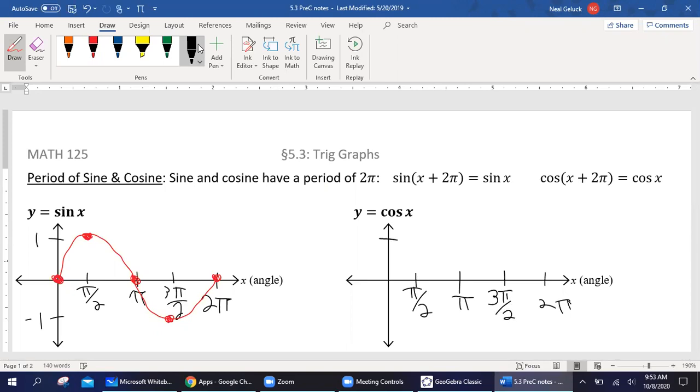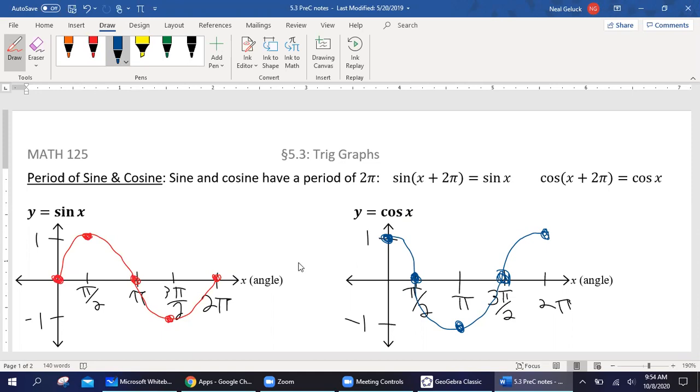Just like sine, it peaked at 1 and it bottomed out at -1. But cosine started above the midline. And then it was on the midline, then it was down below, then back on, and then above. And you get this kind of U-looking shape for one cycle of cosine. So those are your parent graphs for sine and cosine.